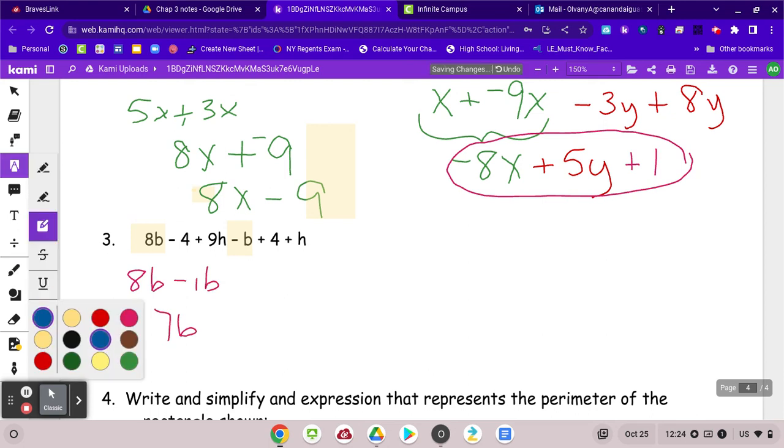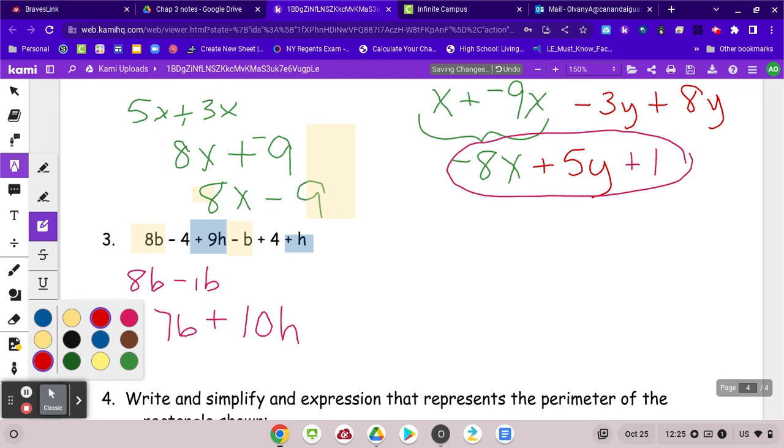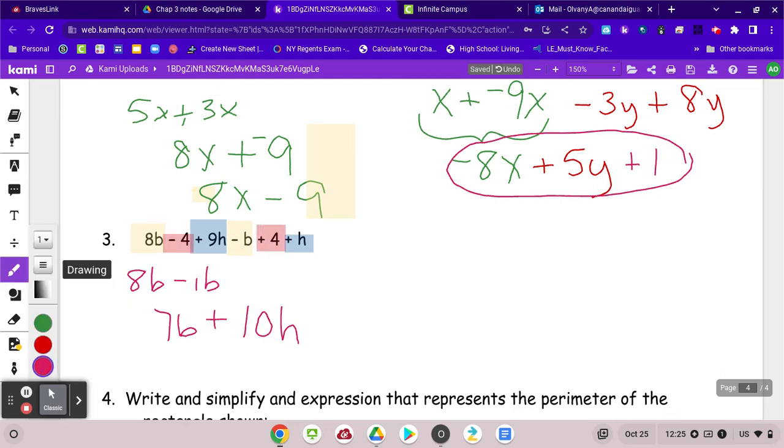Then I'm going to look at my h's. I have plus 9h plus 1h. That makes plus 10h. 9 plus 1 is 10. And then what I have left is minus 4 plus 4, which gives me 0. You can write plus 0, but you don't have to. And there's your simplified expression.